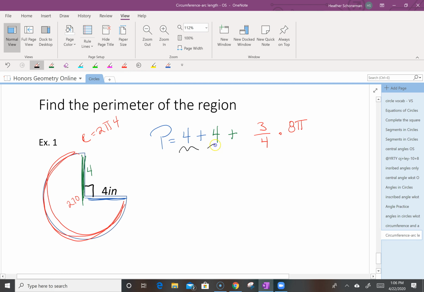So 4 and 4 gives me 8, plus this reduces, gives me 6 pi, and my label is inches. That's it. Try it on your homework, and then we'll do more later.